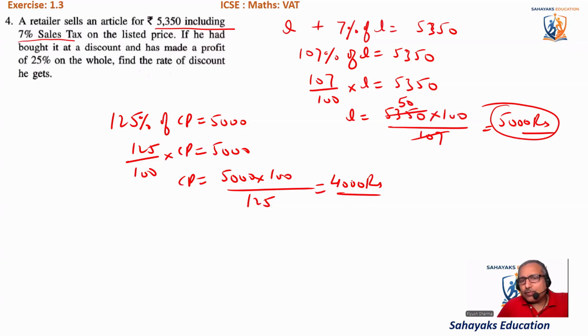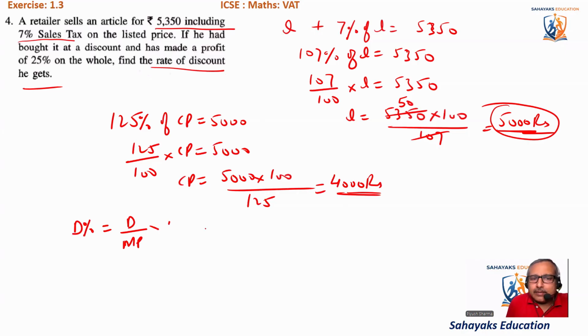So he purchased the product for 4,000 rupees and sold it for 5,000 rupees. Now find the rate of discount he gets. See, what is the discount percentage he got? He got a discount of 1,000 rupees. From a 5,000 rupees product, he got it for 4,000 rupees. So discount percentage is equal to discount divided by original price, which is the mark price, into 100. Okay, so it comes out to be, discount is 1,000 rupees divided by mark price 5,000 multiplied by 100.